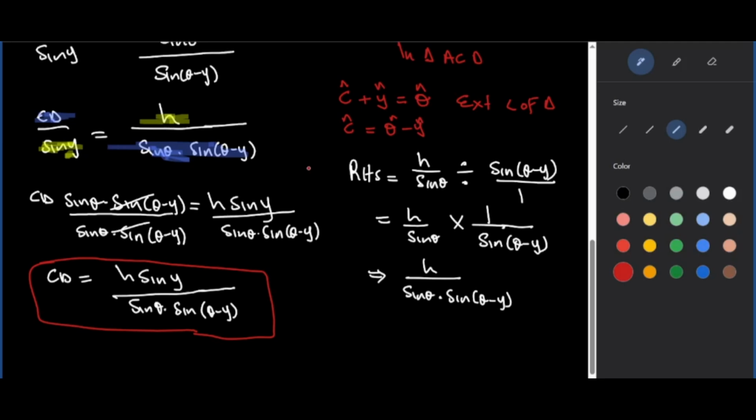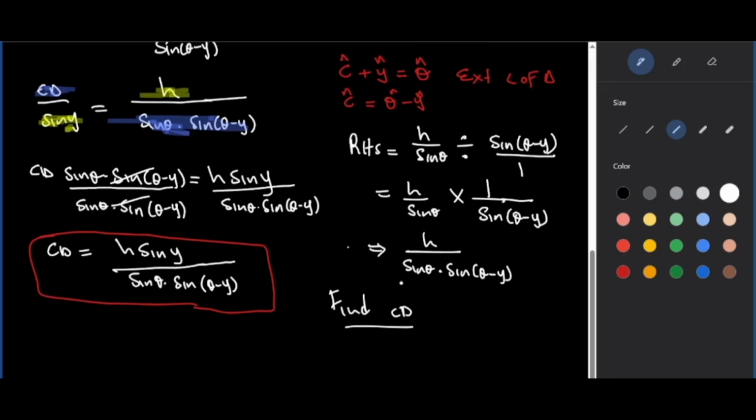Okay, sir. Right. So in most cases, you know what they're going to do? They might say find the length of CD. Find CD, then they'll give you something. If they say find CD, if let's say H is given as 12 meter, and theta is 73.1 degrees, and they give you the value of y as 29.4 degrees. This is easy.